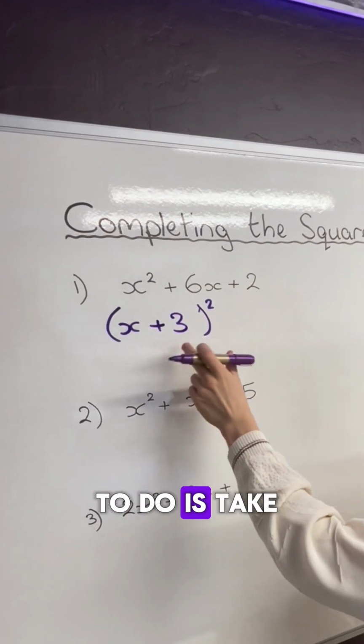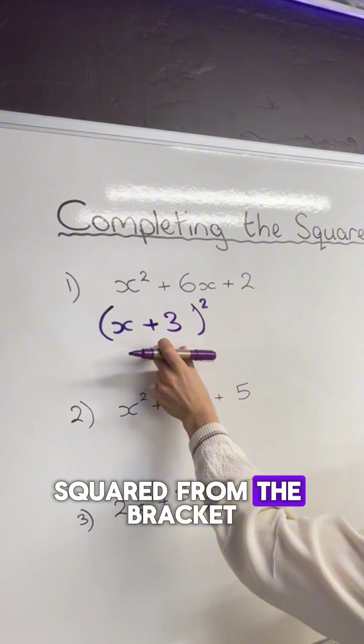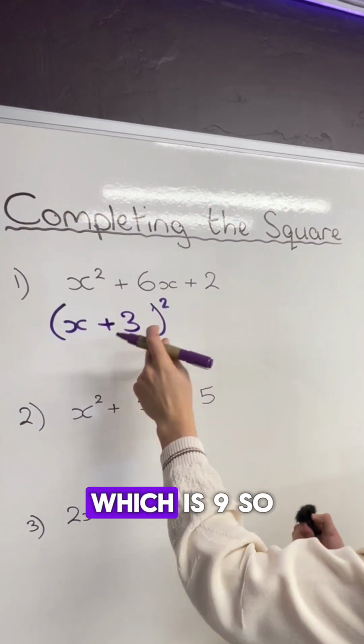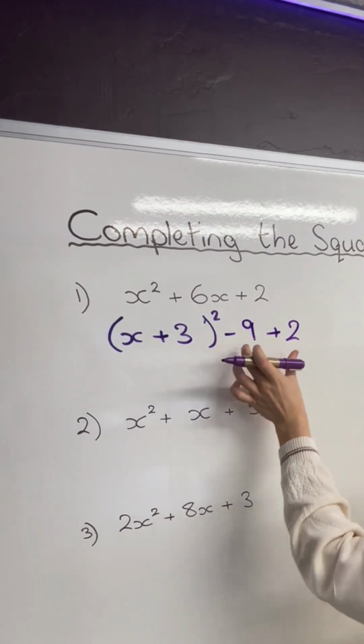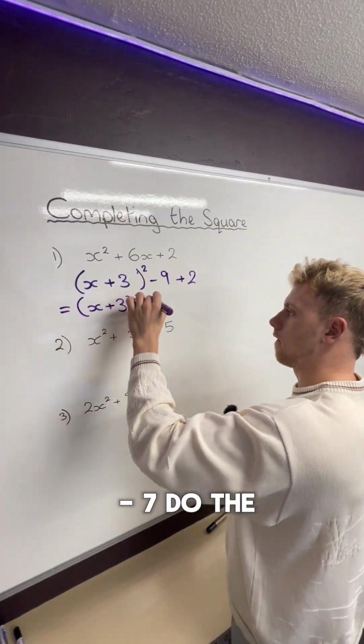Then what we need to do is take away whatever this number is squared from the bracket. So 3 squared is 3 times 3, which is 9. So take away 9 and then add 2. Minus 9 add 2, minus 7. Do the same thing here.